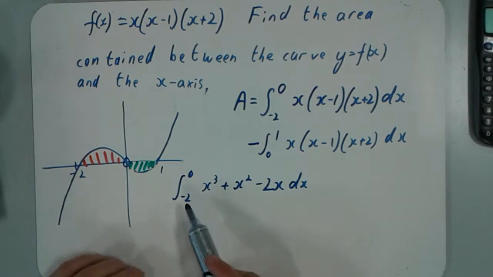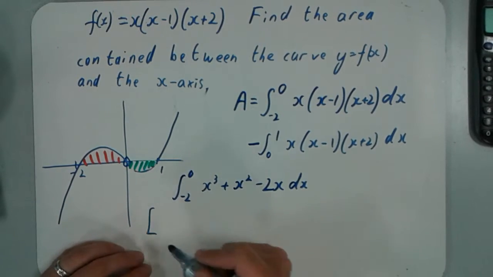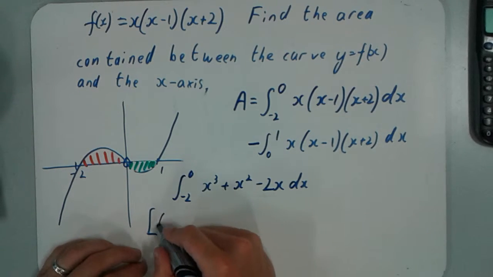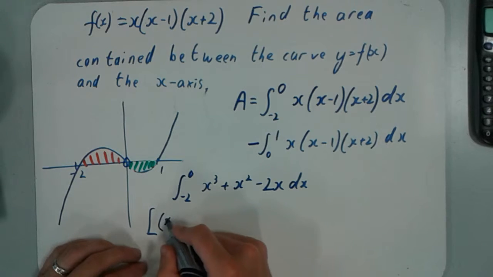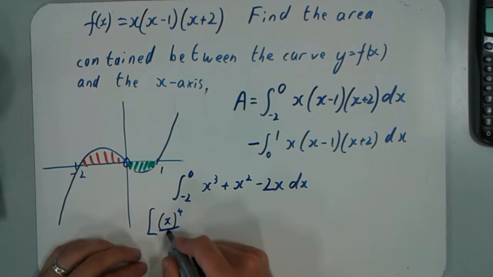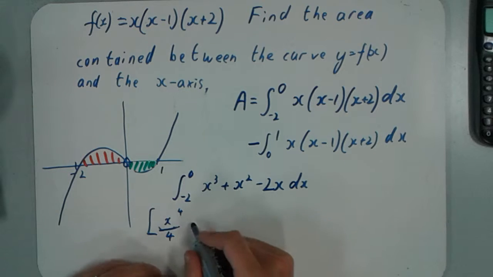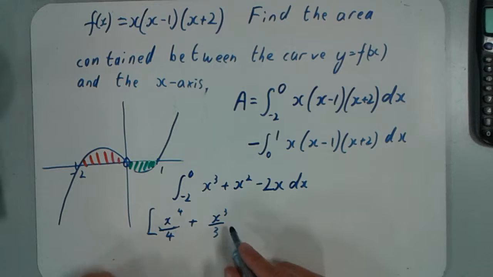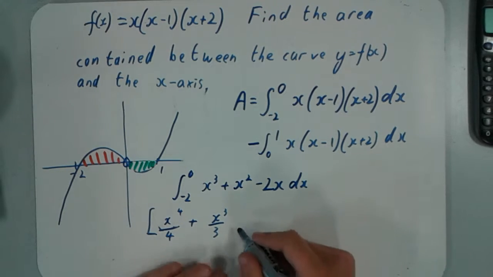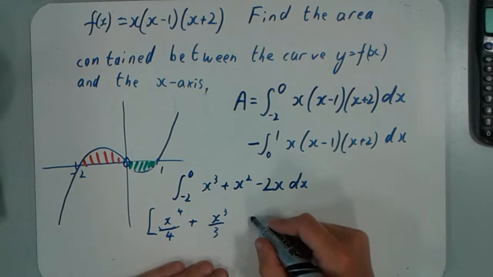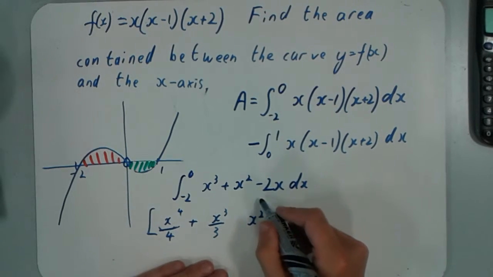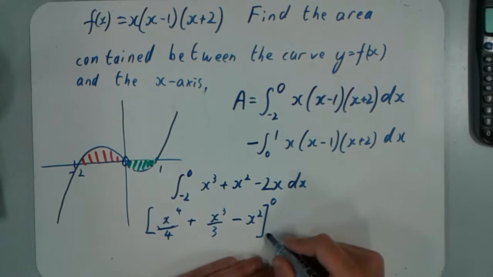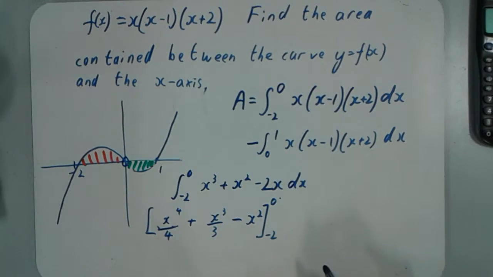dx. Okay, let's integrate this. So remember square brackets, because I'm saying there's more work to do here. So I'm going to get x to the 4 divided by 4 plus x cubed over 3. Remember, always write the power first and then what you're dividing by. It's just less prone to errors. x squared divided by 2. So I just get a minus 1. And I'm going between minus 2 and 0.